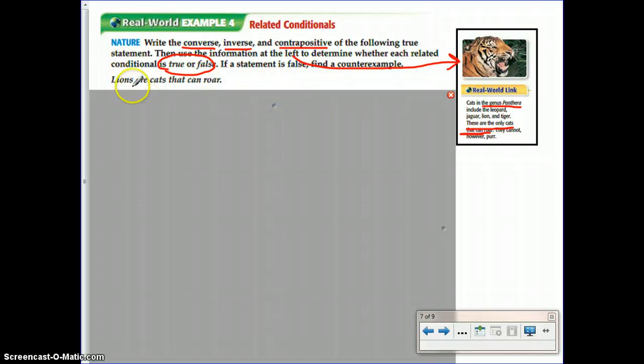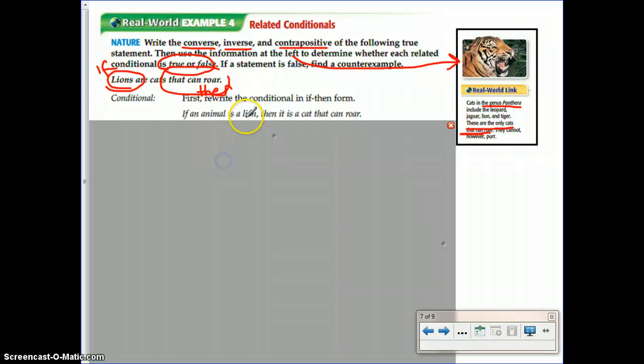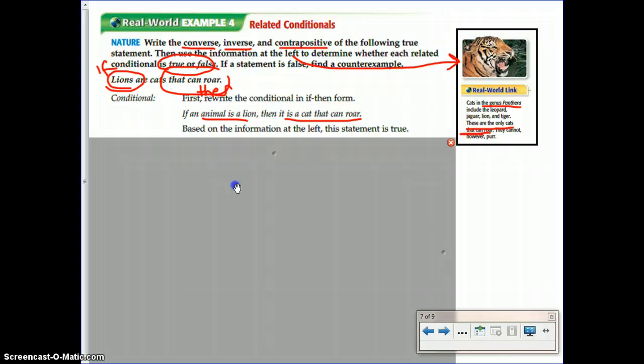All right, lions are cats that roar. So first, we're going to write our statement as an if-then statement. The conditional is that we have to use this if part. So if it's a lion, then it roars. So if an animal is a lion, then it roars. Based on the information over here, this is true. Lions roar.